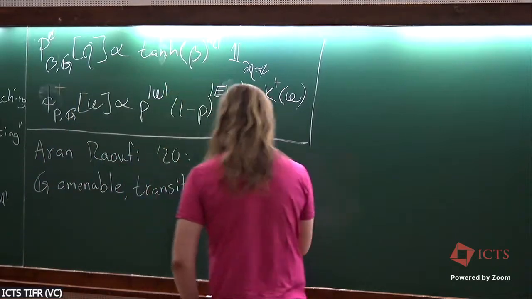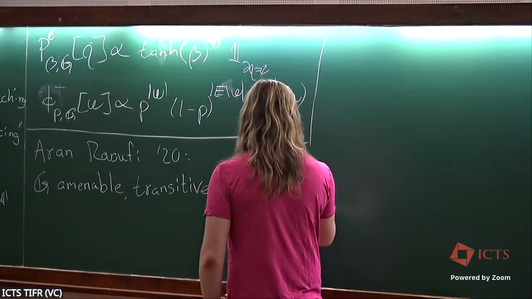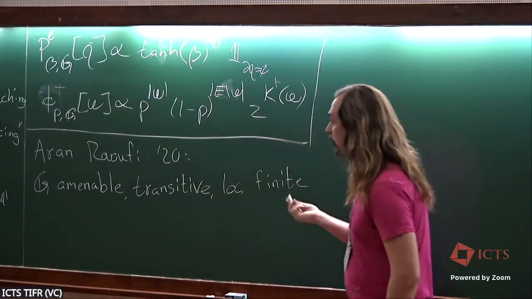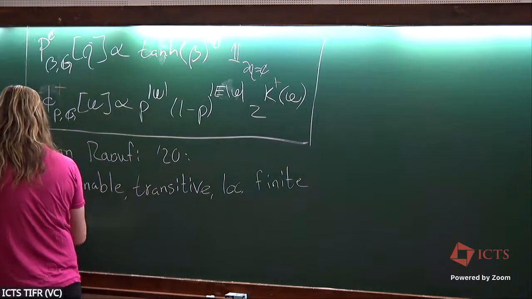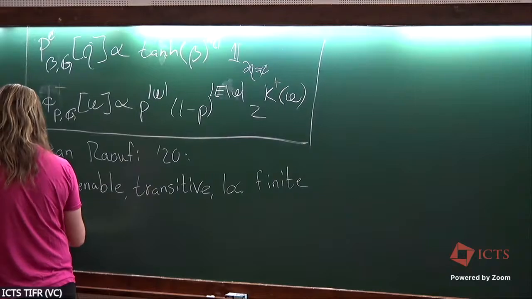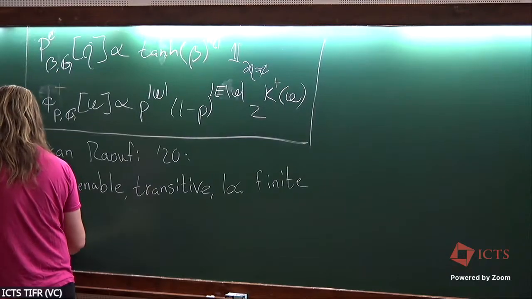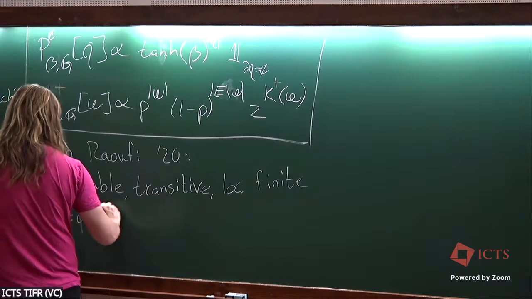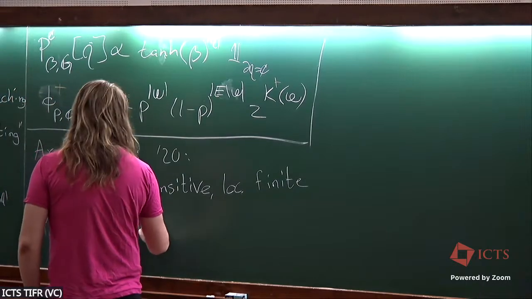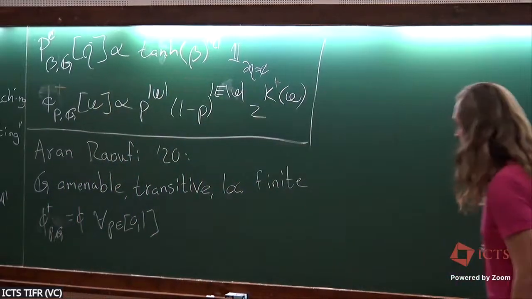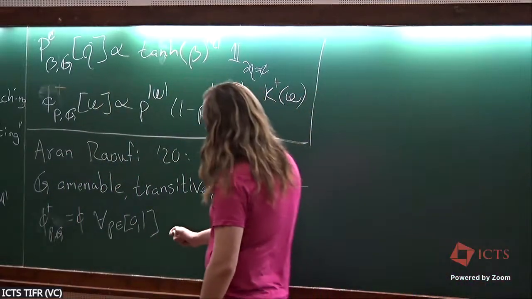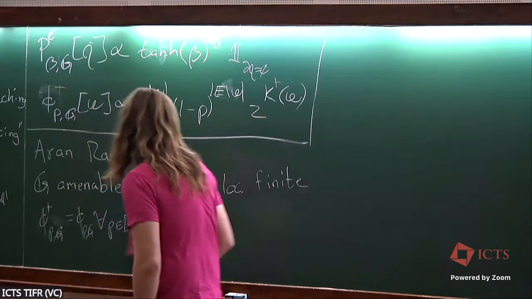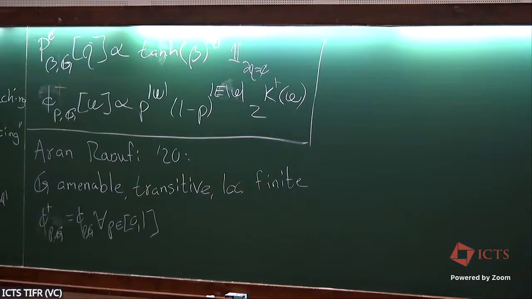Well, if I look at a graph which is amenable, transitive, and locally finite, and possibly in the long range setting, then phi plus is equal to phi free for all p. Okay. So right, boundary conditions don't matter for the random cluster model. Equivalently, you can make this a statement about 2-point functions in the Ising model with free versus plus boundary conditions.